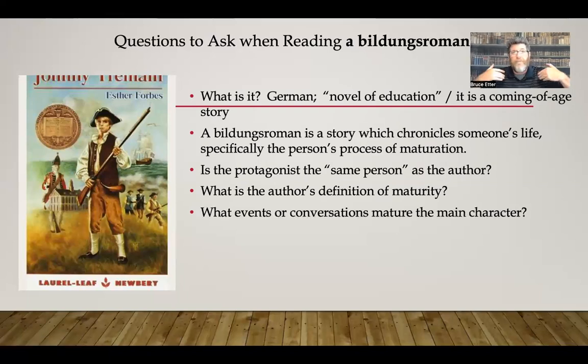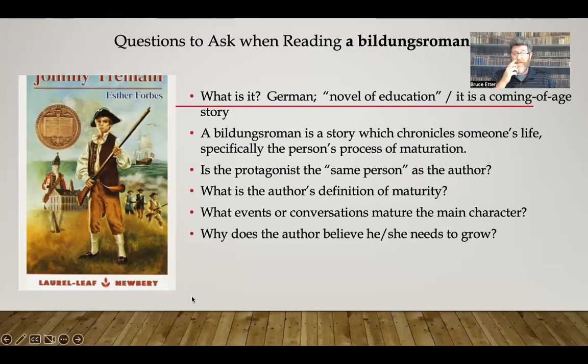What are the catalyst events that sort of push the protagonist in the direction of maturity? Ooh, that's good to know. Fascinating, because what the author is saying, it probably is that, hey, reader, if those kinds of things happen in your life, then they might have the same impact, maybe. Why does the author believe that this person needs to grow? So how does the author define maturity, and how does the author define immaturity?